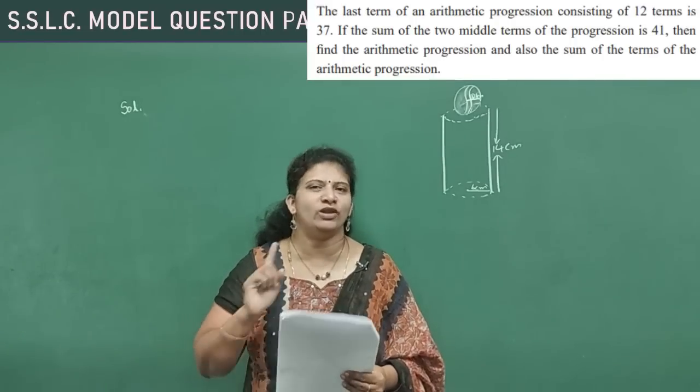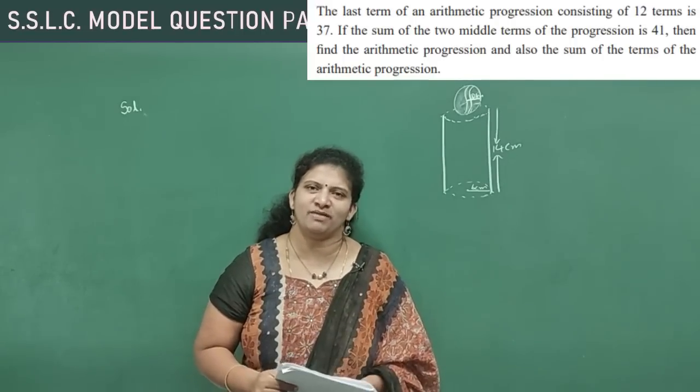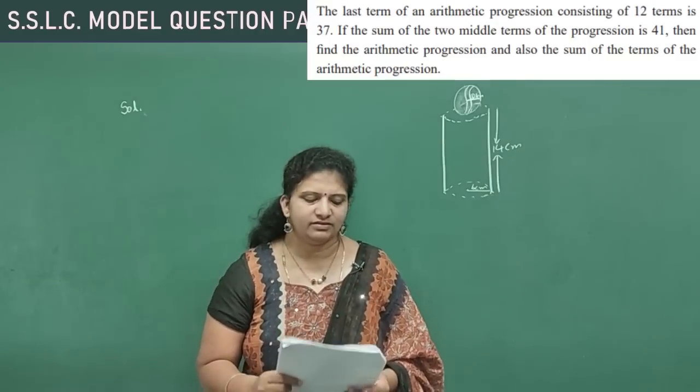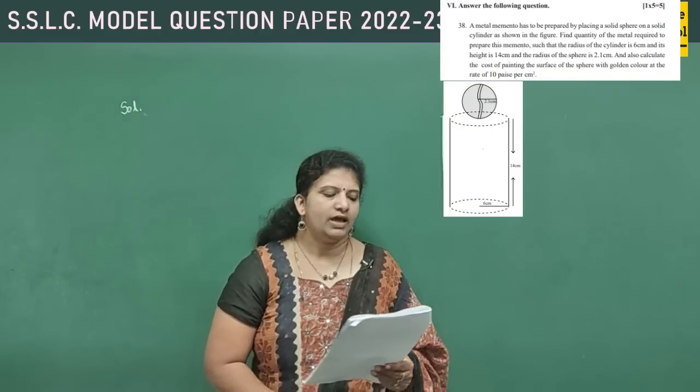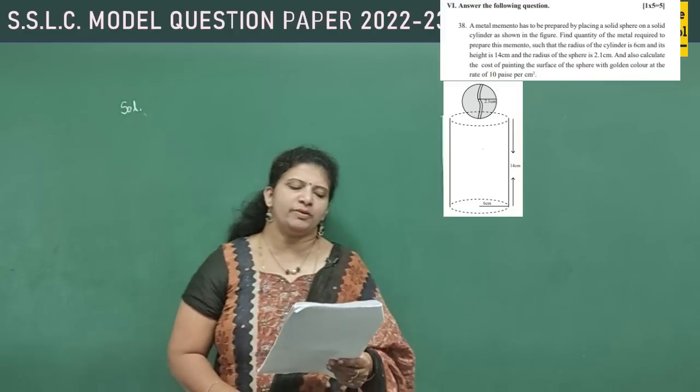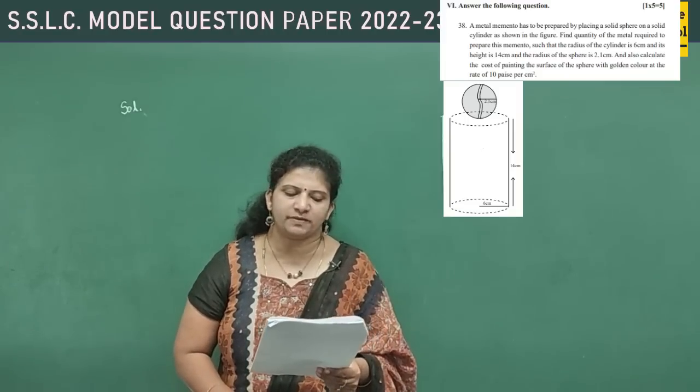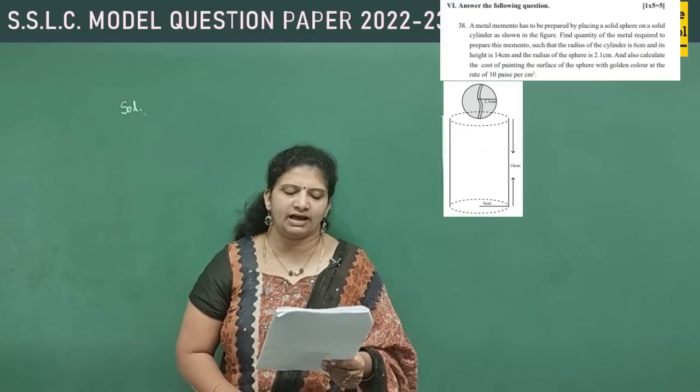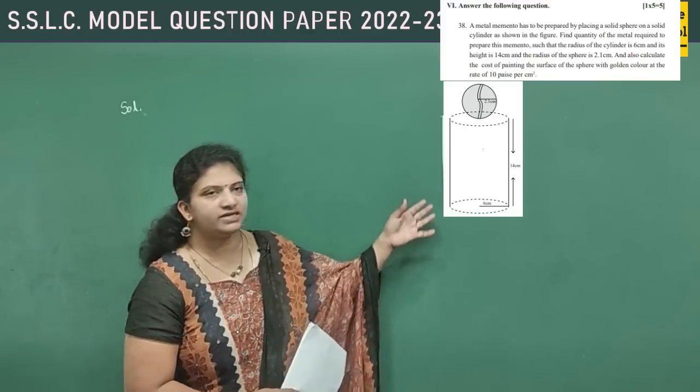Sixth main, answer the following question. In this we will be having only one question that carries 5 marks. 5 into 1, 5 marks. 38th one. A metal memento has to be prepared by placing a solid sphere on a solid cylinder as shown in the figure. You can see the figure here.